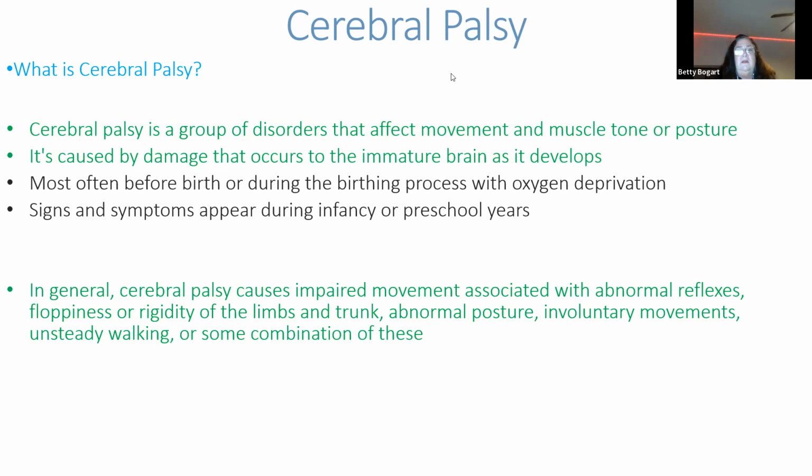Now, any child who had a time where they didn't get oxygen, let me give you an example. Let's say you're trying to do a vaginal delivery and it doesn't fit. They have to quick run to a C-section to get the child out. Well, there could have been a time where they didn't get oxygen, okay? That's one of the things.